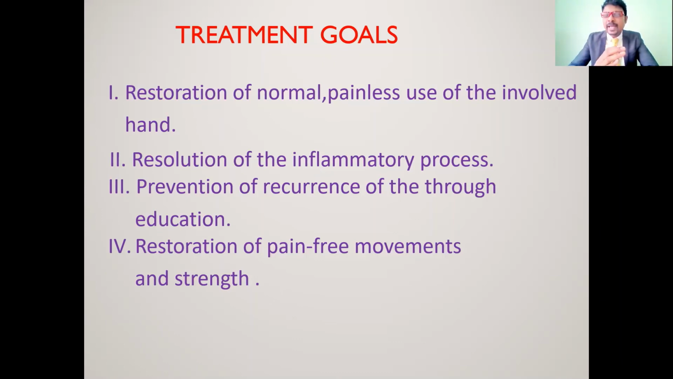So we have to bring back pain-free activities. Also, resolution of the inflammation process, prevention of recurrence through education, and restoration of pain-free movements and also strength. Our goals are to reduce the inflammation through conservative management as well as medical conservative management.